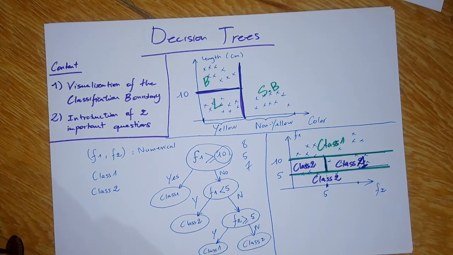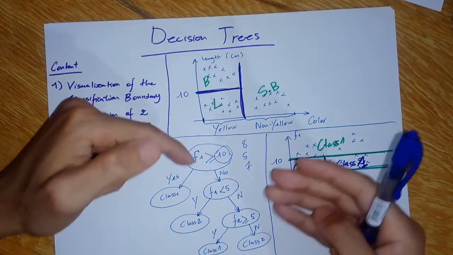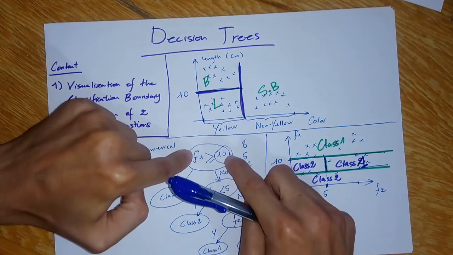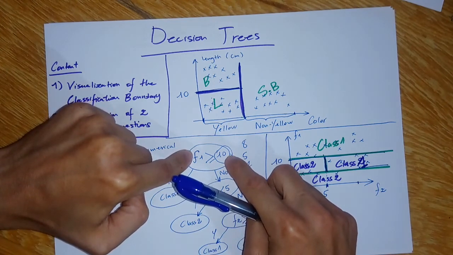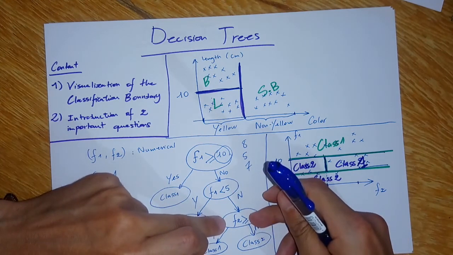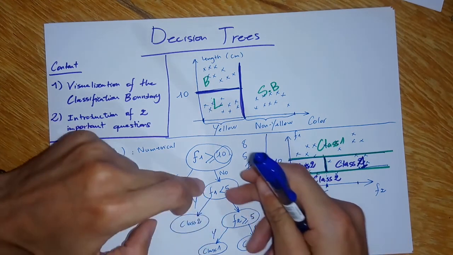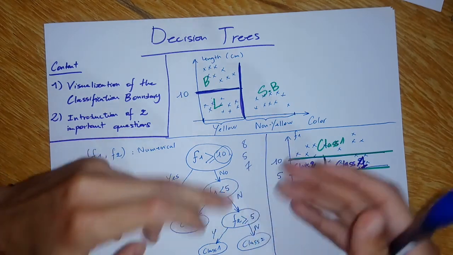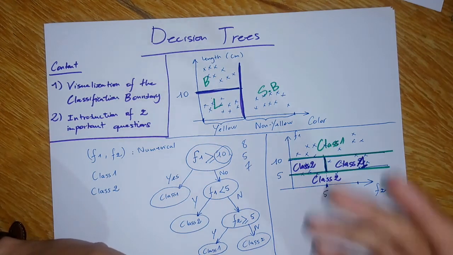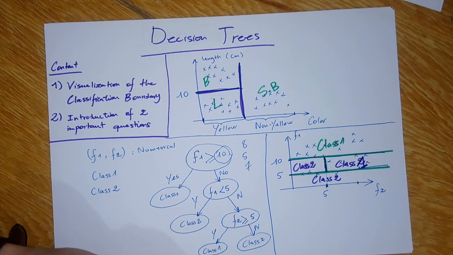The other important question is, what is the order of the nodes, or what is the order of the questions? Here I started with this node. Why didn't I start with this question, with this node, or with this node, right? This is important to know in order to form a decision tree. Otherwise, we wouldn't be able to do anything in practice. And the answer to these two questions will be the topic of the next video, where we'll talk about the CART algorithm.